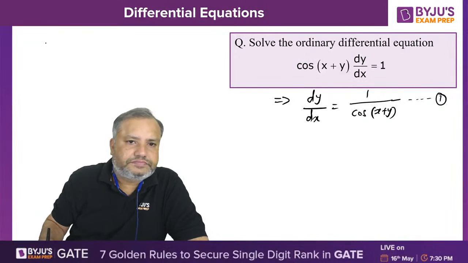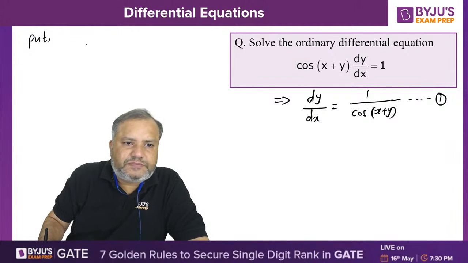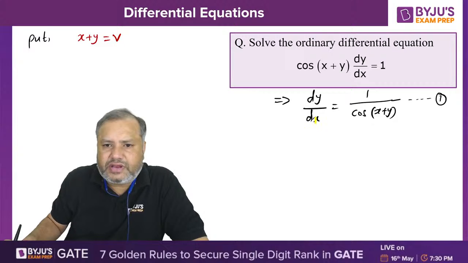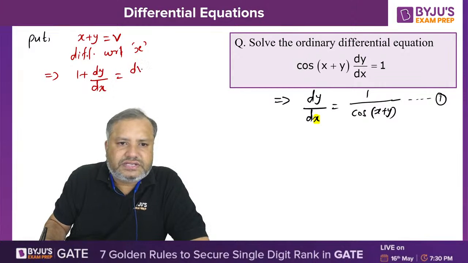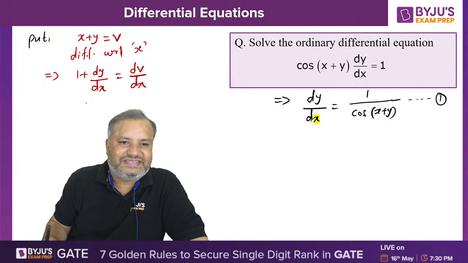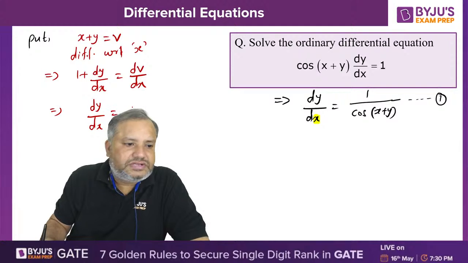Now what can be done? Put this x plus y equal to v. Differentiate with respect to independent variable. Independent variable is x. So 1 plus dy by dx is dv by dx. Comfortable? Alright. So what is this dy by dx? This dy by dx will be dv by dx minus 1.